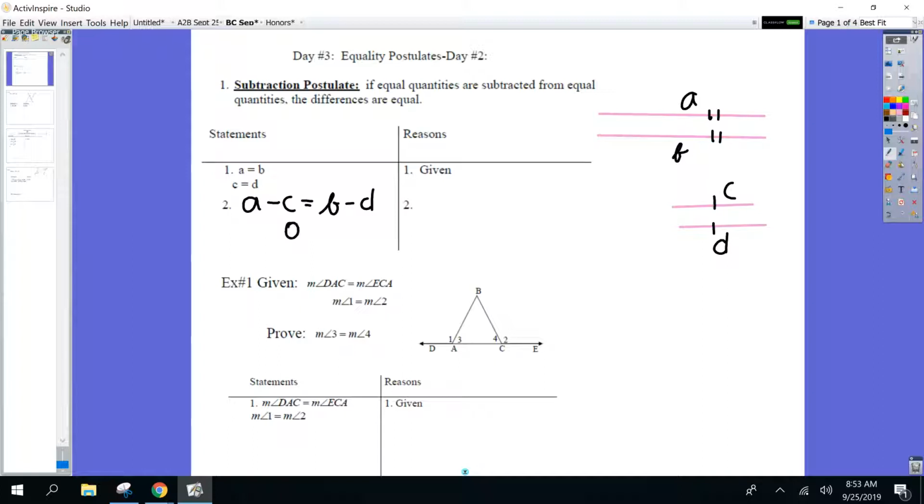Or I could have done what instead? I could have done A minus D, and that would still be the same length as B minus C, but we're not going to call it addition, obviously. We're going to call this now subtraction. Questions there?